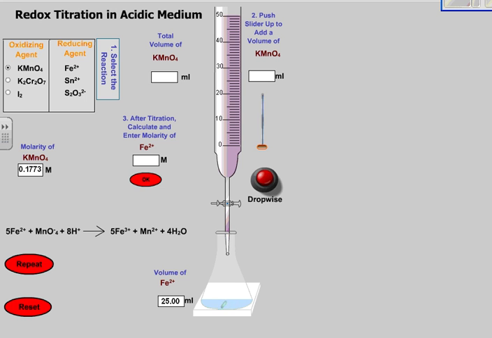So we have our burette filled with the permanganate ion. The positive ion that's part of that spectator ion is potassium permanganate. And so what we're going to do is add the permanganate to the iron solution, which is in the bottom. Now notice the iron solution is starting out at 25 milliliters, and we have our permanganate solution concentration over on the side, 0.1773 molar.